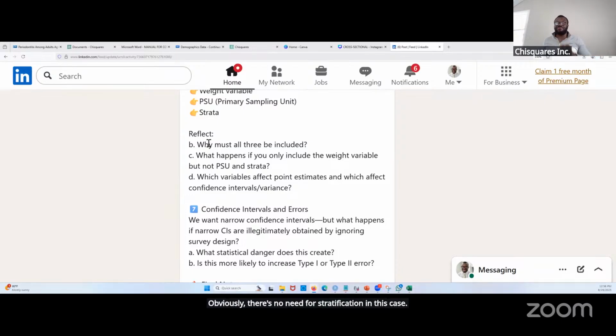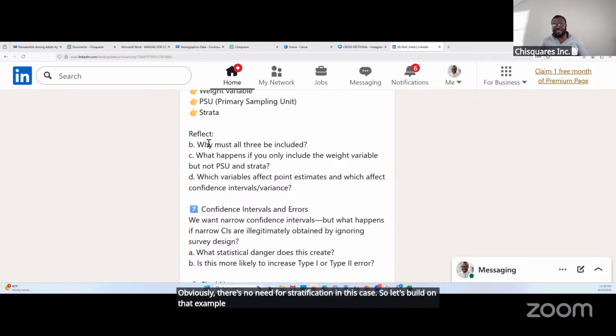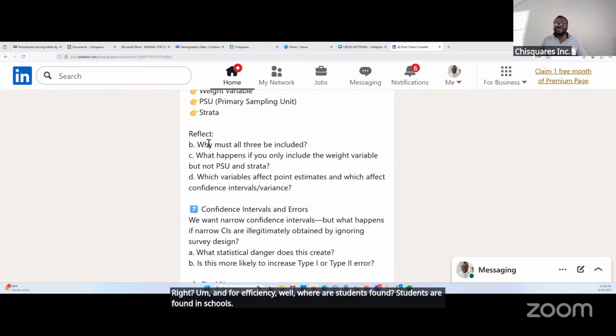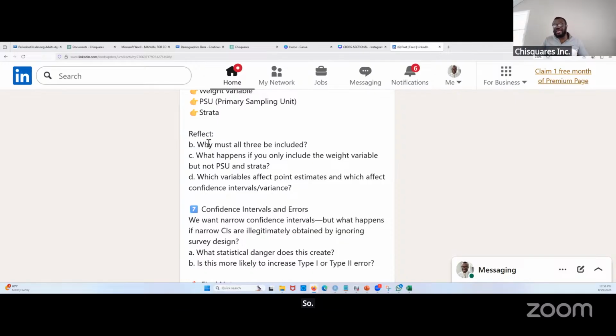So let's build on that example that the other individual mentioned. I'm interested in doing a survey of students about drug use, right? And for efficiency, well, where are students found? Students are found in schools. So I decided, okay, I don't have a list of all the students. And even if I do, students don't have telephones. They don't have, maybe their parents.